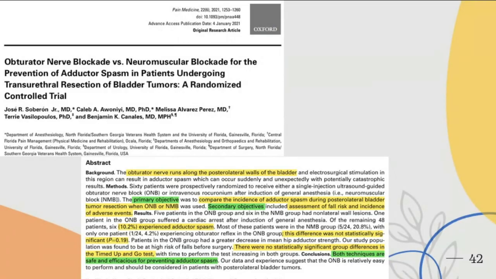Post-op assessment of fall risk: actually, there is no difference. It means the nerve block is as good as paralysis, because you reverse, usually adequately, and the patient has no weakness. So obturator nerve block doesn't really cause weakness and subsequent falls. So they recommend that both techniques are quite safe and efficacious. You can do either one.